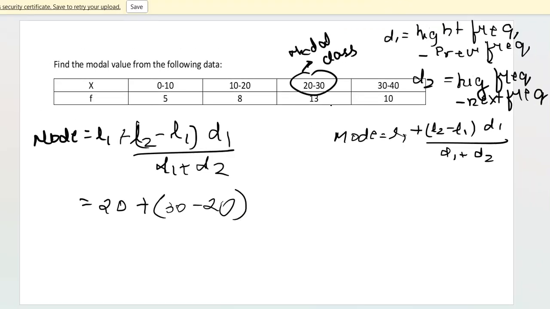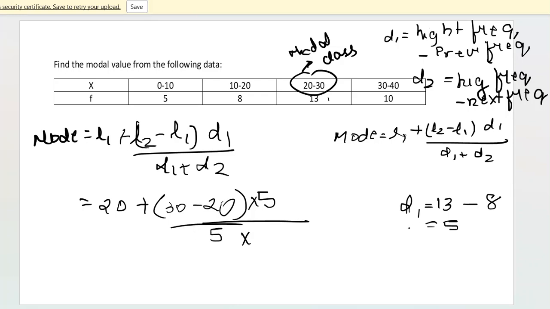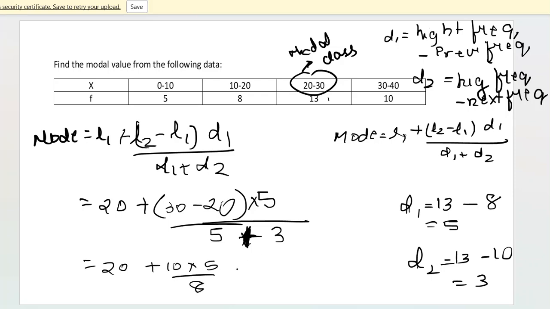Now D1 is described as the highest frequency minus the previous. The highest frequency in this case is 13. The previous frequency is 8. So D1 will be 5. D2 is described as the highest frequency minus the next frequency. The next frequency after the highest frequency 13 is 10, so D2 is 3. So D1 plus D2 is 8. So we get 20 plus 10 times 5 upon 8, which is 20 plus 50 upon 8.